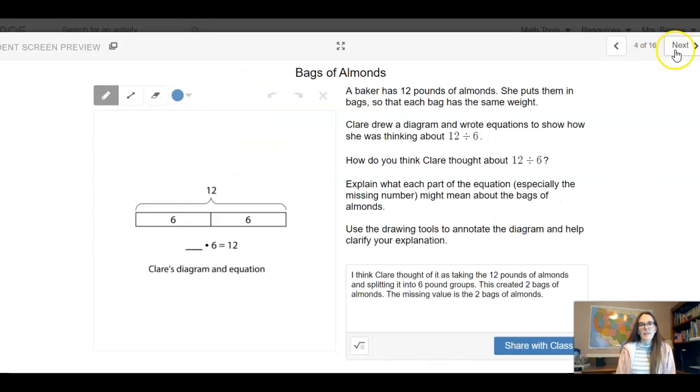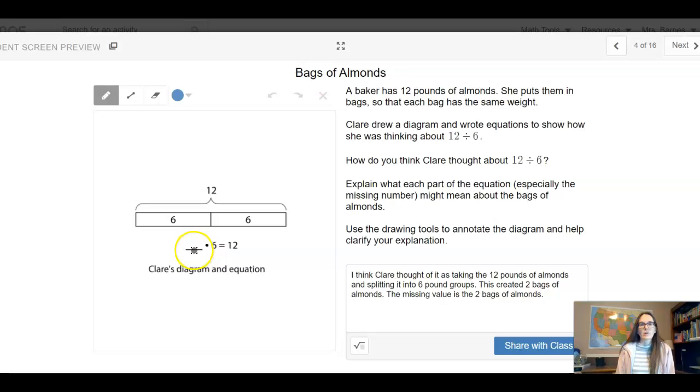Now if I go to the next slide, we have how Claire is thinking about 12 pounds of almonds being put into bags so that each bag has the same weight. Here's the diagram that she drew thinking about 12 divided by 6, and then how would we interpret that in this missing piece. I think that Claire was thinking about taking the 12 pounds and splitting it into 6-pound groups, and she ended up with 2 groups.